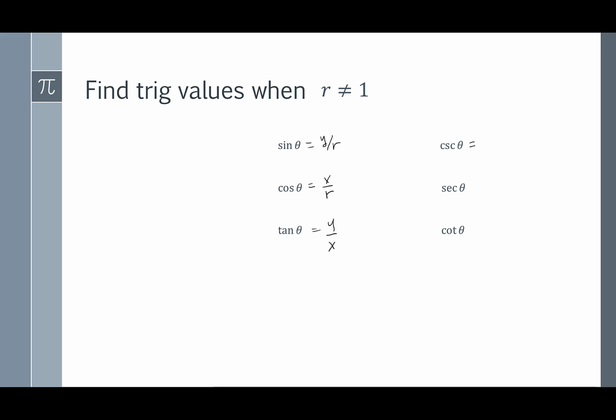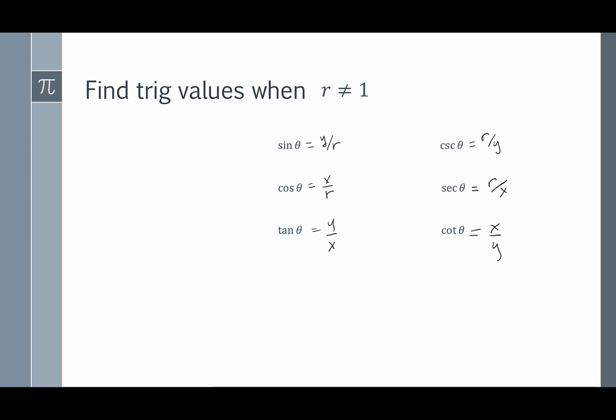Cosecant, I will still flip it. This will be r over y. Secant, I'm going to flip cosine. There's r over x. And then cotangent, I'm going to flip tangent, so it's x over y. So I still have this feeling over and over that sine and cosine, those are the ones I need to know, right? If I know sine and cosine, I can figure out the rest, like I can figure out what's going to happen.